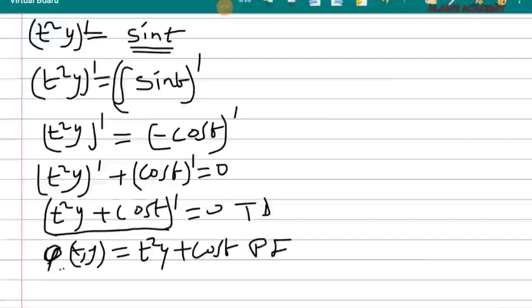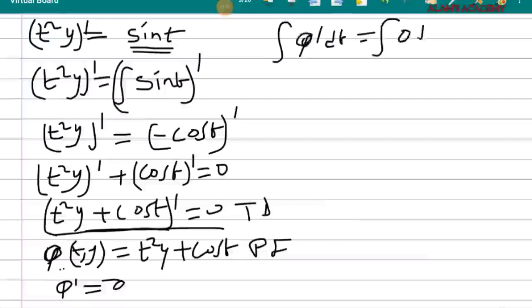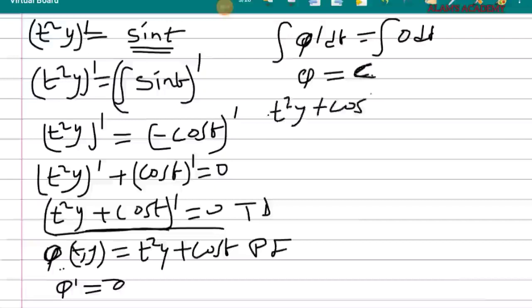Now, if phi of t, y is equal to this, then phi prime is equal to 0, just from here. Okay, so taking integral on both sides, I have phi prime with respect to t is equal to 0, which means that phi will be equal to c, but I know that phi is t squared y plus cos t, which is equal to c.